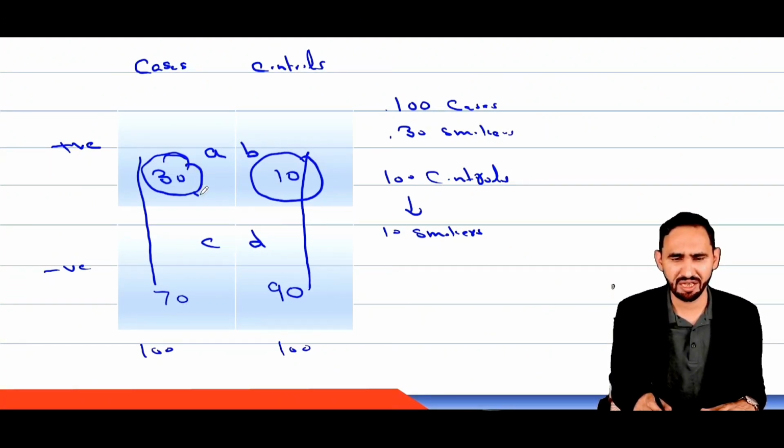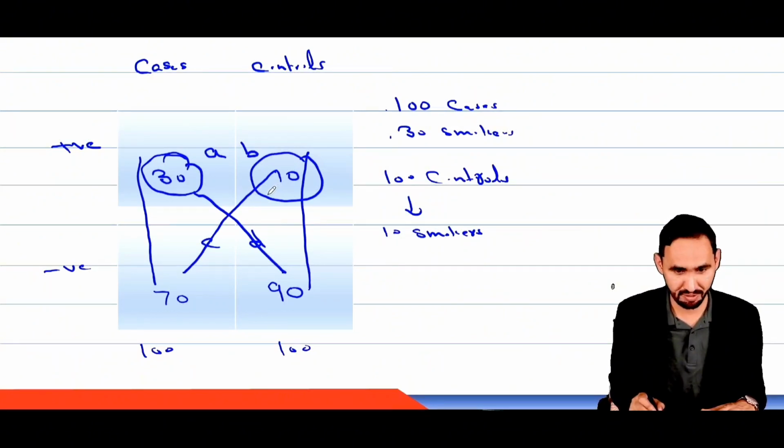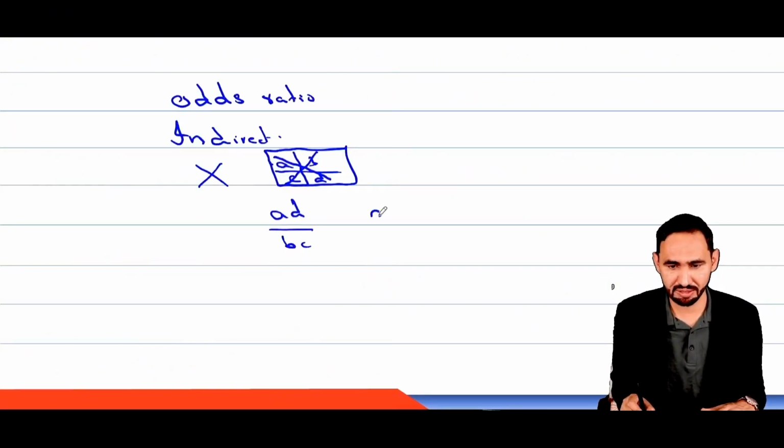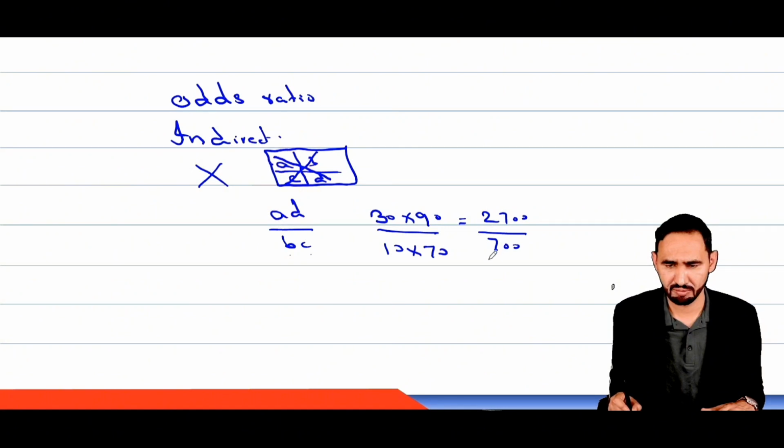We'll multiply exposed cases with non-exposed controls. So we'll multiply 30 by 90, and we'll multiply exposed controls with non-exposed cases. Remember the cross, AD over BC. So we'll multiply 30 with 90, then we'll multiply B with C. What was B? 10. And what was C? 70. We'll multiply them. The answer will be 3.9 roughly.